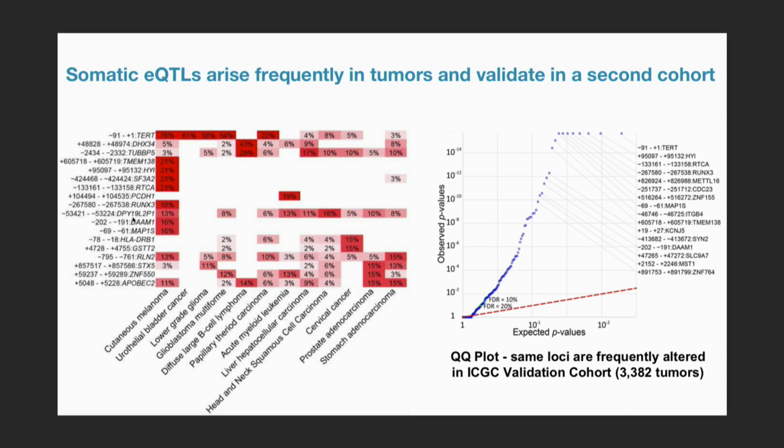So here are shown the different tumor types on the columns. On the rows are 20 some odd of these somatic eQTL findings. The way you read this is the colon demarcates the promoter or enhancer on the left of the colon that's impacted by somatic mutations in that example, and to the right of the colon, the downstream gene whose expression is affected by events in that region.